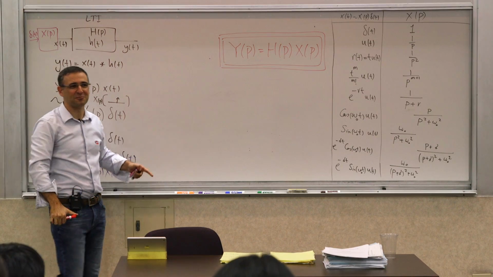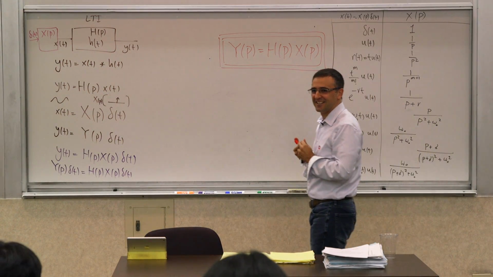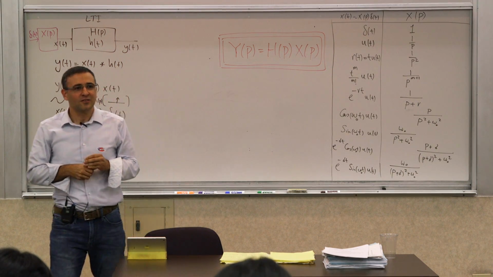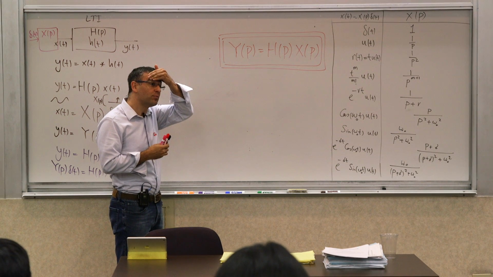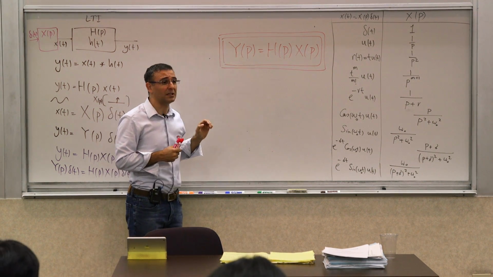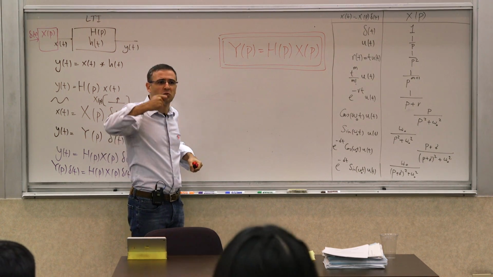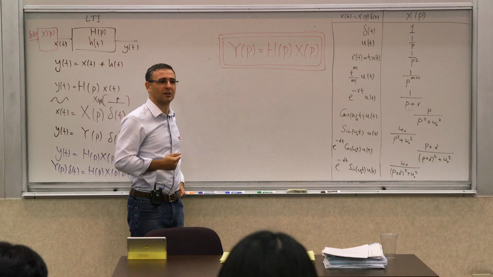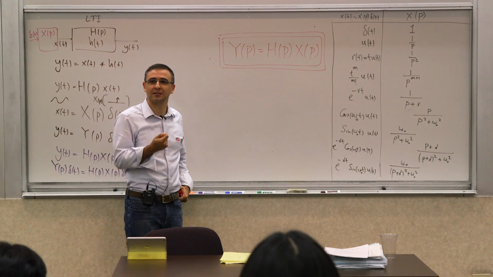This is the only thing that gets 2 boxes in this class. So what does this mean? It means that to find the output, if I gave you y of p, do you know what the output is? If I told you our y of p is 1 over p plus 2, do you know what y of t is? What is it?